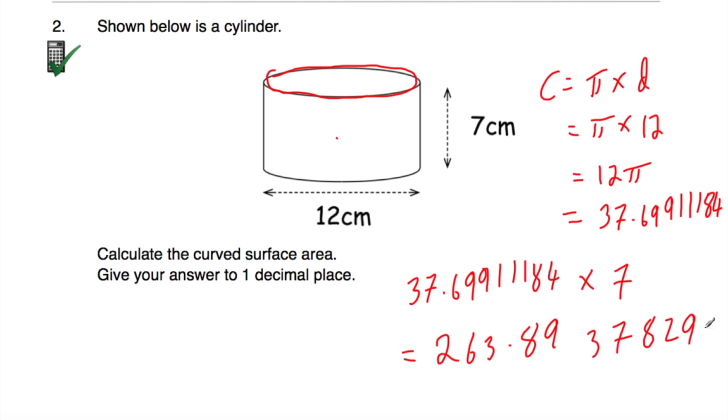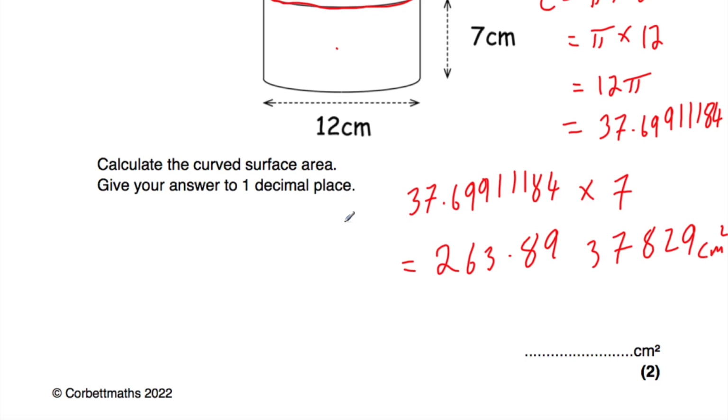So if we just times by 7 on our calculator, we get an answer of 84 pi, or 263.8937829. So that's there, and that would be in centimeters squared, because obviously we're dealing with centimeters here, and it's an area. So that means to 1 decimal place, the area of that curved surface, the area of that curved face, would be 263.9 centimeters squared. And that's it.